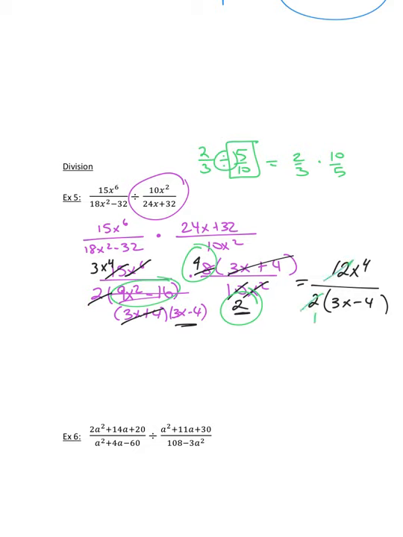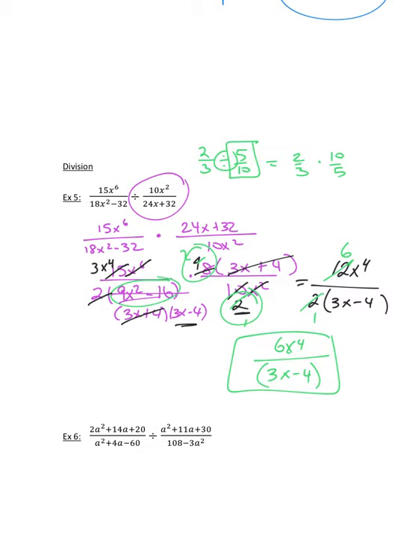2 goes into itself once, and it goes into 12 6 times. So you could have done it back here, or you could do it here. And your final answer is going to be 6x to the 4th over 3x minus 4. This cannot be simplified any further because, as we were saying, 3x minus 4 is a binomial. 6x to the 4th does not go into 3x minus 4. It's not a factor, so we leave it. Okay, basically binomials can only simplify with other binomials and monomials with monomials. That's like a little rule to remember.